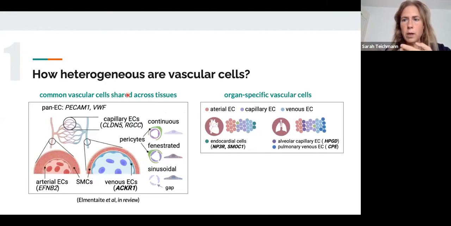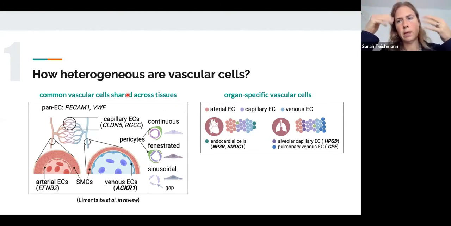And so using the unbiased genomic data integration approach, which at the moment mostly stands at the level of single cell RNA sequencing data and single nuclear RNA sequencing data, we can establish cell types that are shared across tissues and found as common states across many different tissues. They include the ones that I've just mentioned, but also organ-specific vascular cells. So for instance, in the heart, endocardial cells, which I'll come on to, marked by NPR3, SMOC1, and identify new markers for these.